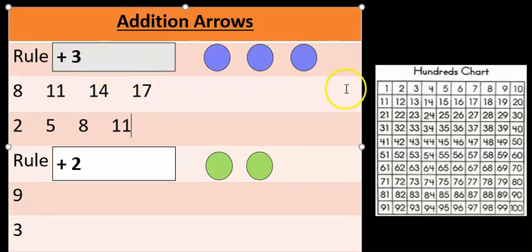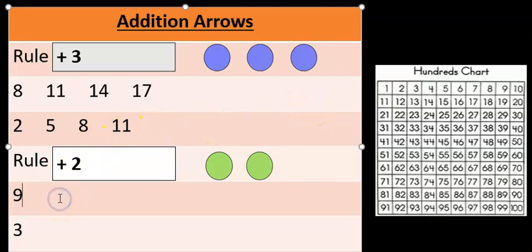Plus 3. So let's come now to 8. We have to count 1, 2, 3 to get our answer. Watch Mr. Begay. 1, 2, 3. And we landed right on 11. So that is correct. 11.